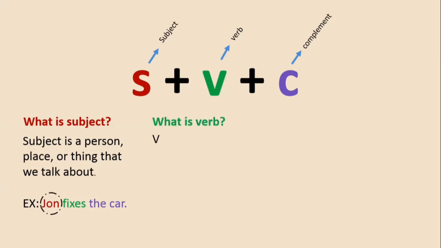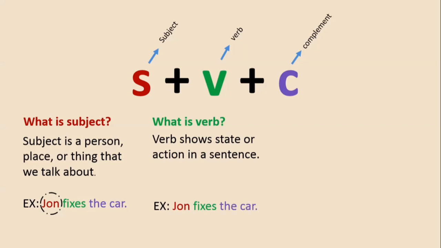What is verb? Verb shows a state or action in a sentence. For example, John fixes the car. What is the activity of John? The activity of John is fixing. So fix is the verb.